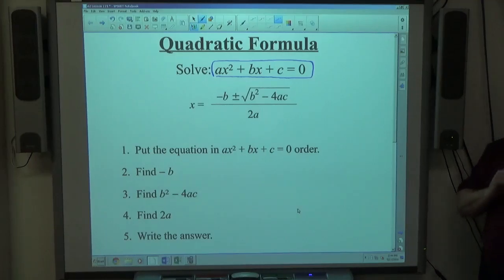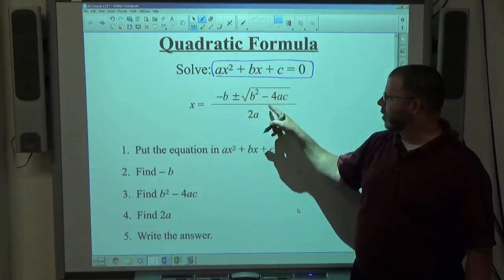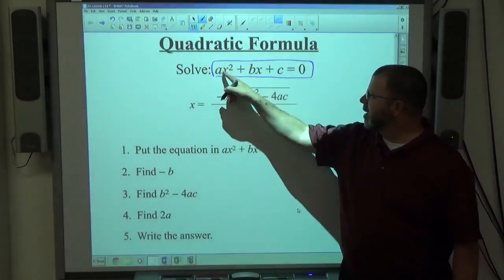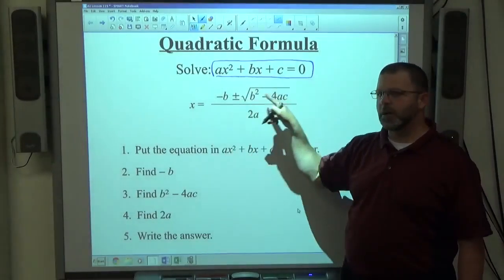And the formula itself tells you that x equals minus b plus or minus the square root of b squared minus 4ac over 2a, where a, b, and c are the numerical values in the problem. So there's no x's over on this side, there's just numbers over on this side.